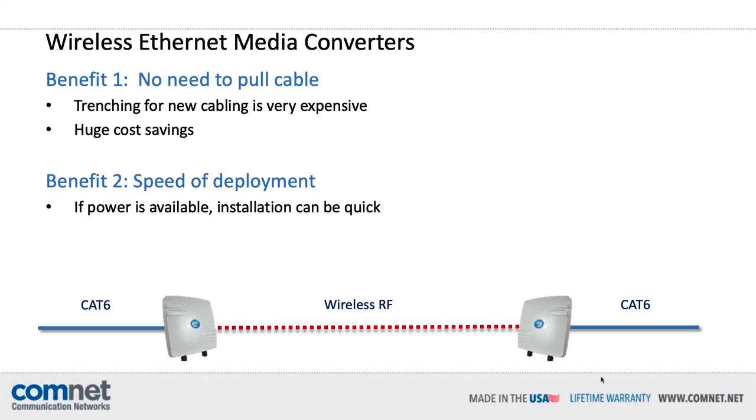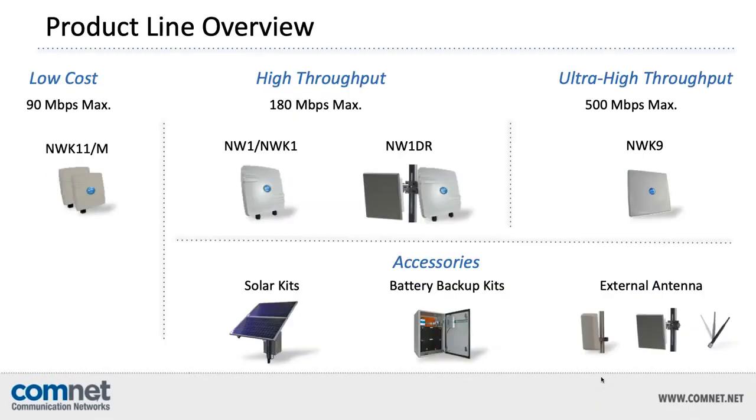The number one reason people use wireless is so that they don't have to put in the cabling infrastructure necessary to carry the signal. Trenching for new cabling is very expensive, complicated, and difficult to accomplish in many environments. This all represents a huge cost savings by using wireless transmission methods. The second big benefit is the speed of deployment. If you have power on site, the installation of a wireless Ethernet media converter can be very quick and effective.